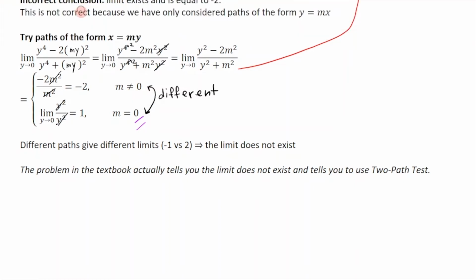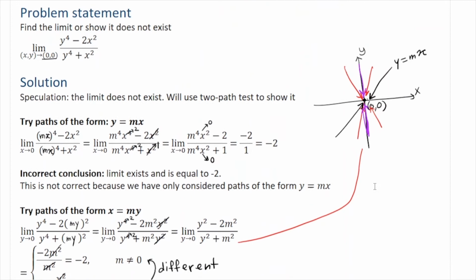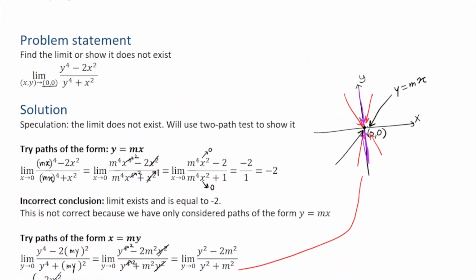Now, in the textbook, actually, they tell you that the limit doesn't exist and ask you to use two-path test to show it, but I just wanted to make it slightly more difficult.